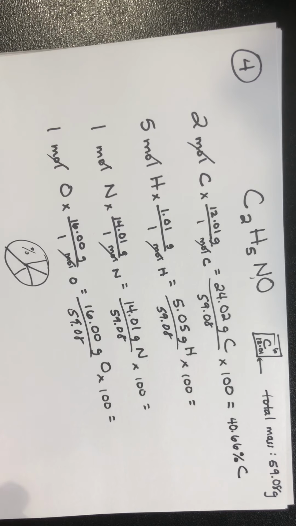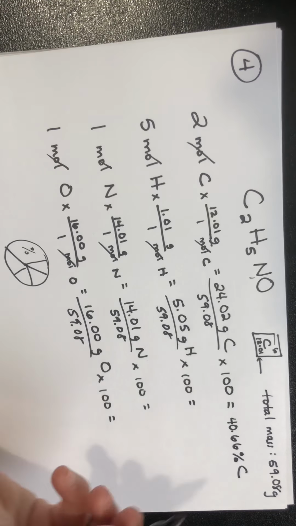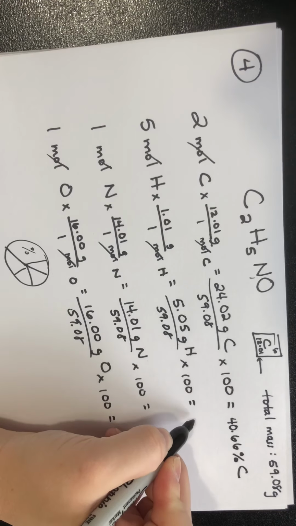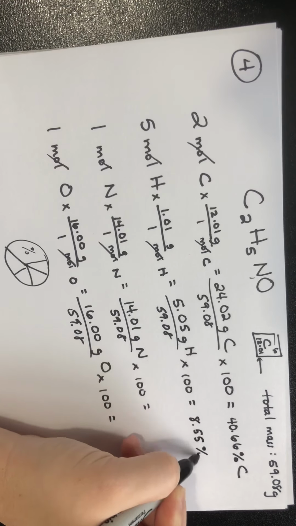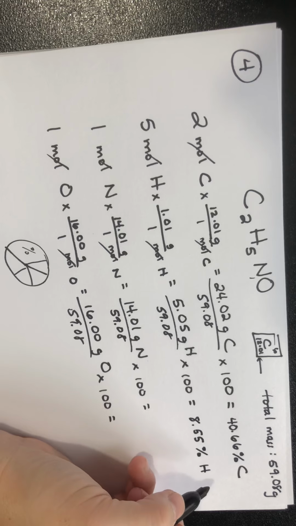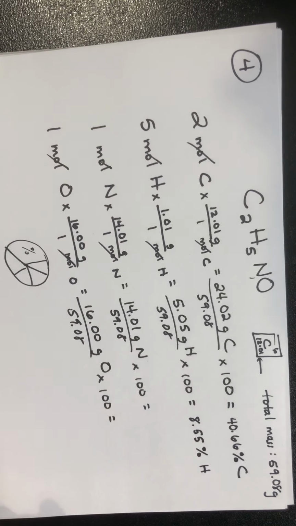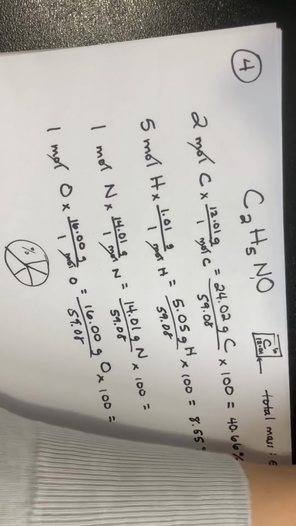And then 5.05 divided by 59.08, and that is going to give us, I'm pulling this from memory, 8.55% hydrogen.